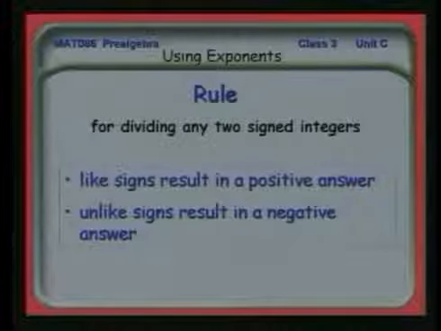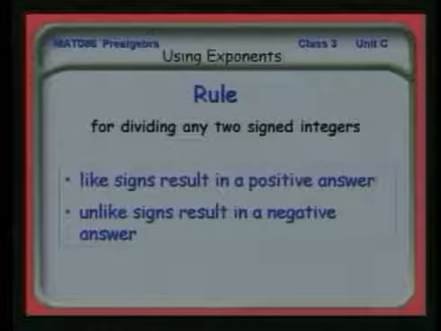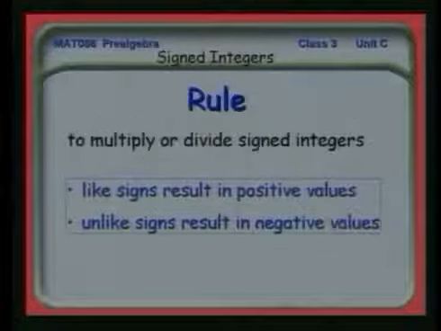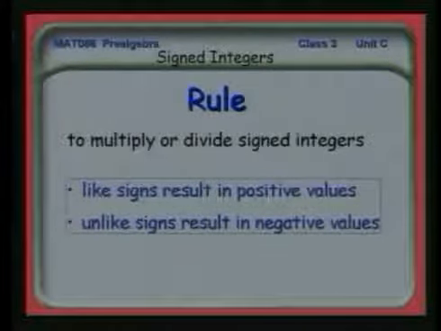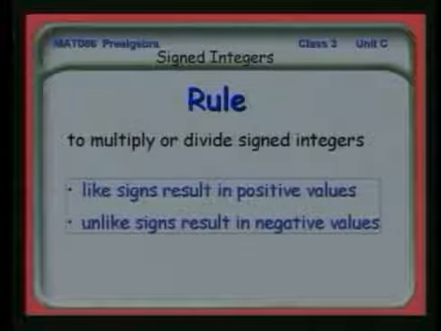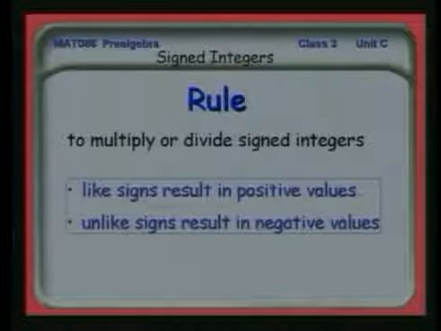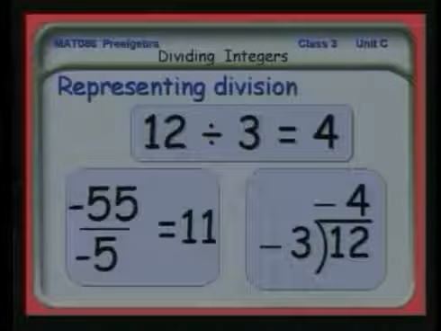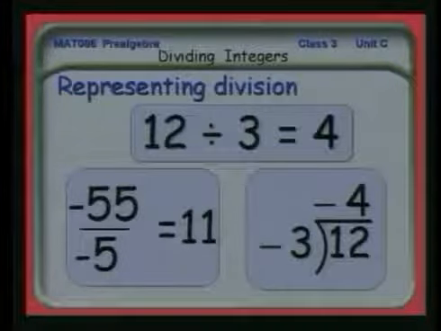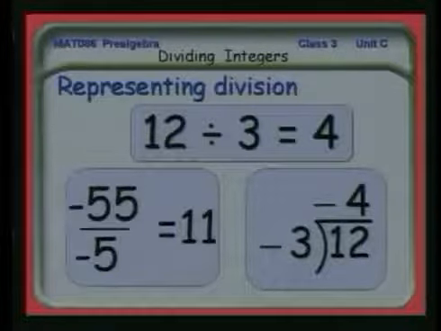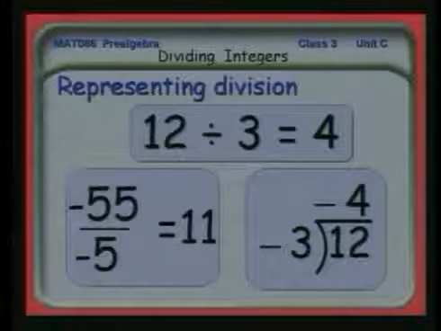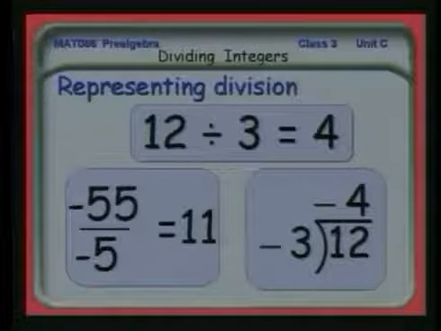So the rule for dividing any two signed integers: like signs result in a positive answer, and unlike signs result in a negative quotient. To multiply or divide signed integers, like signs are positive, unlike signs result in negative values. Now remember that we can represent division any one of 3 different ways. So 12 divided by 3 is 4. Everything is positive. Minus 55 divided by 5 is minus 11.